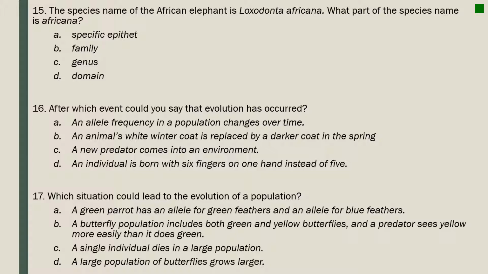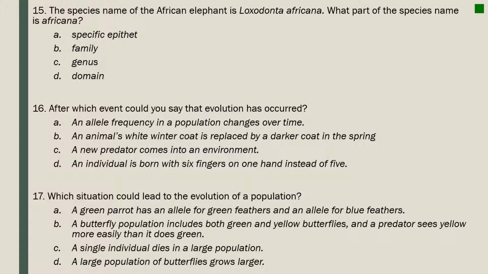16. After which event could you say that evolution has occurred? A. An allele frequency in a population changes over time. B. An animal's white winter coat is replaced by a darker coat in the spring. C. A new predator comes into an environment. D. An individual is born with 6 fingers on one hand instead of 5.